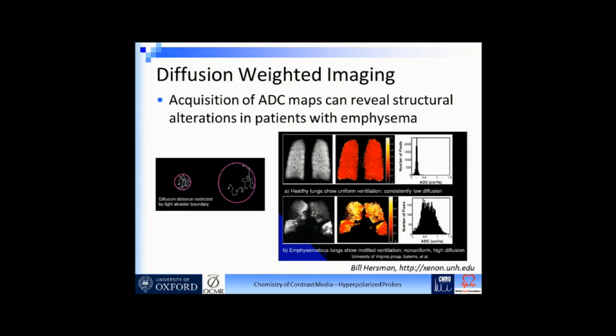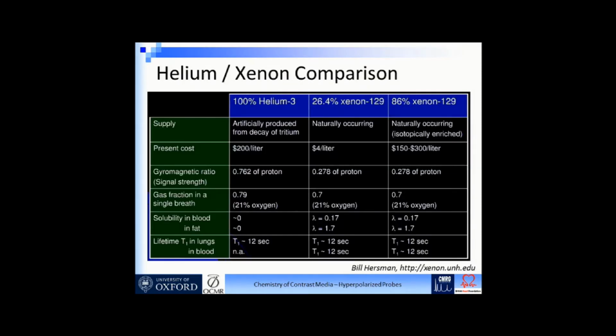So things like diffusion weighting, we can acquire diffusion coefficient maps which give us a better window on structural alterations. Particularly in patients with emphysema, the alveolar spaces are increased, and so the apparent diffusion coefficient is increased as well, because in the normal situation we're in a restricted diffusion situation. So if we look at a normal healthy individual, you get a very uniform ADC all across the lungs with a relatively low level, and in a patient with emphysema you end up with very high levels of ADC, but with a lot of inhomogeneity throughout the lungs.